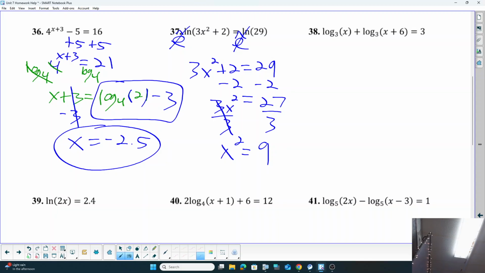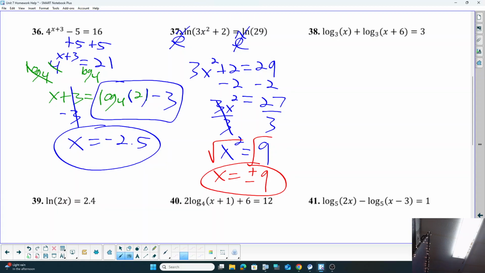Okay, so there we go. Now how do we undo x squared? And then we square root both sides. So we get plus or minus 3.